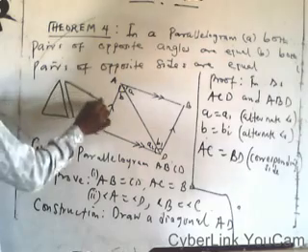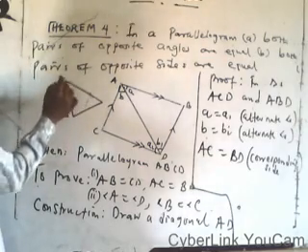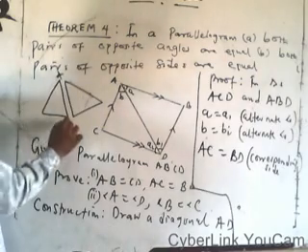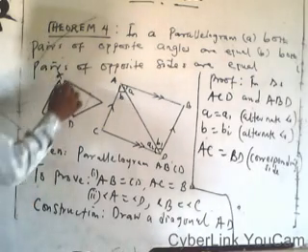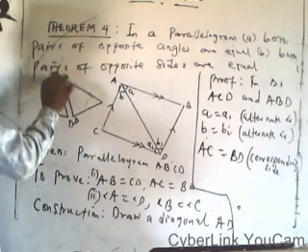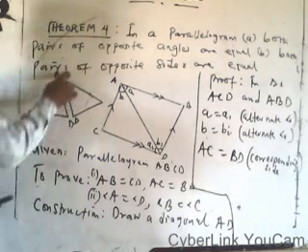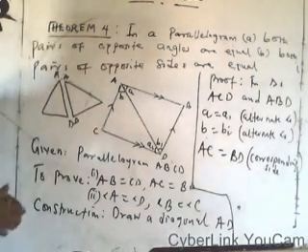We're going to have something like this. We now notice that this is A and this is D. This one we have A, this one also we have D. This one has A, this one has D. We notice that A and D is common to both triangles.